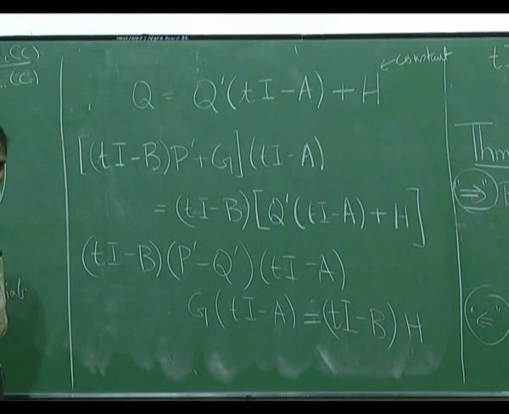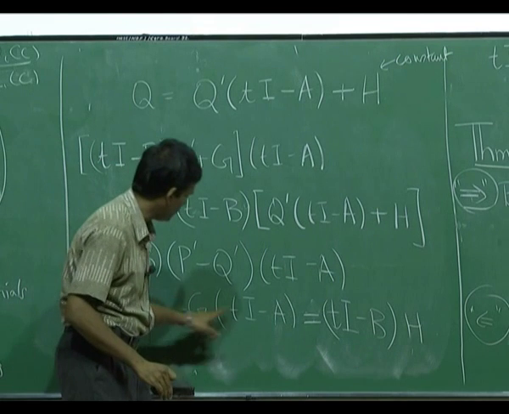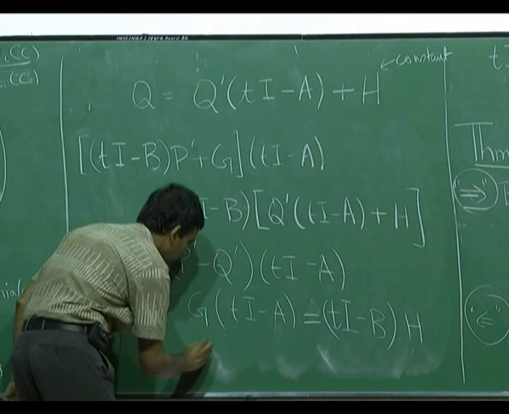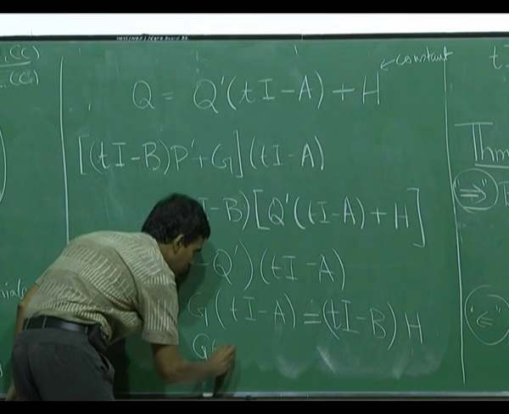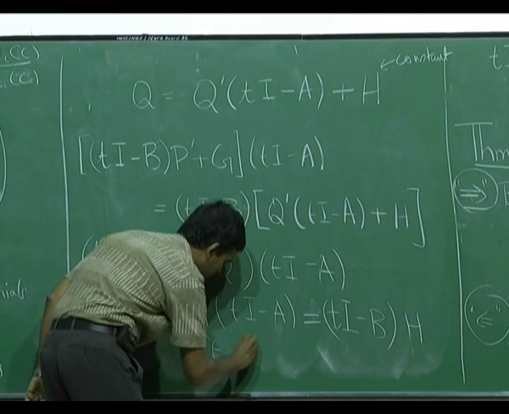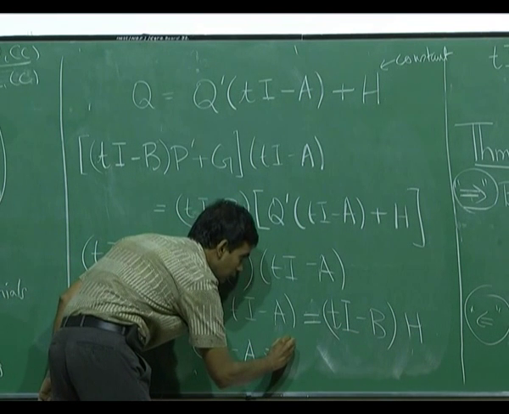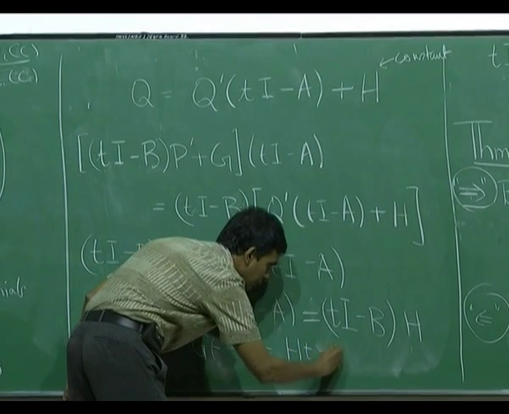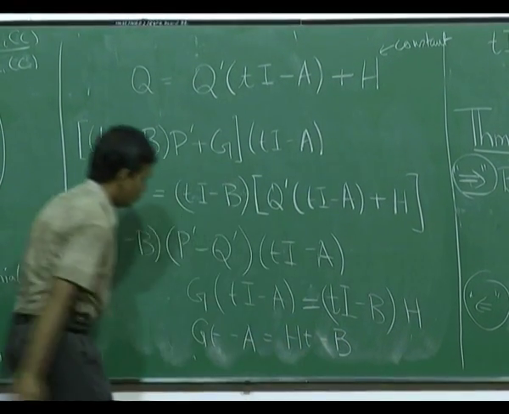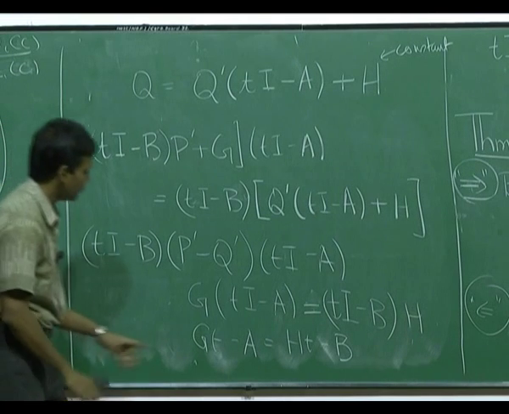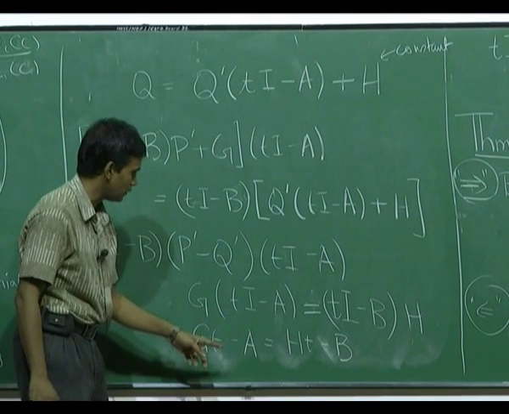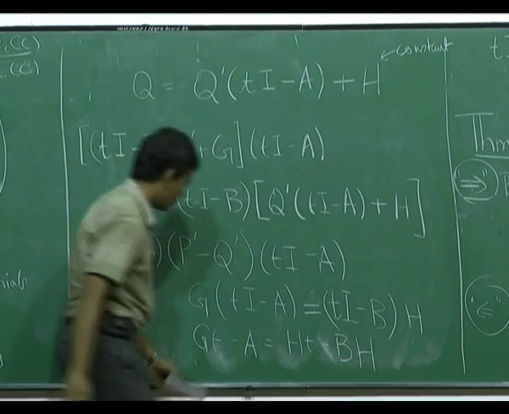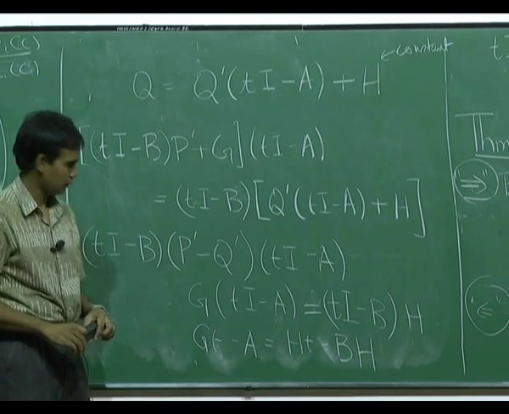and forget about all this. So what we get is G times (tI minus A) is (tI minus B) times H. So what you get is GtI minus GA is HtI minus BH. But two polynomials are equal if and only if the constant terms are equal, and the coefficients of t are equal.